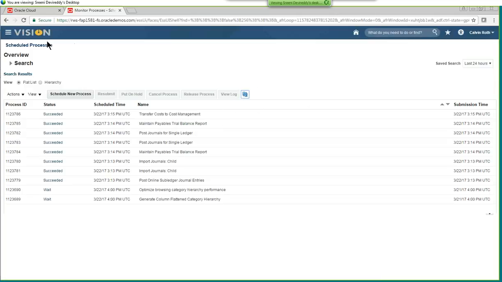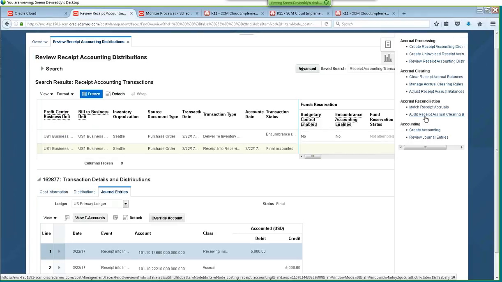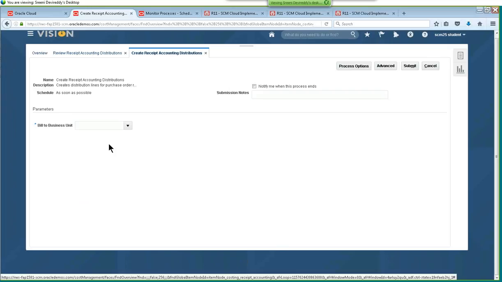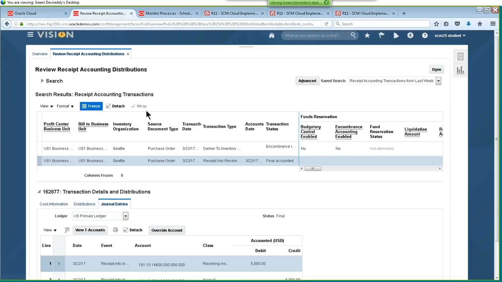Okay, it's done. So let's go on to the receipt accounting. I'm in the receipt accounting, so I need to run the create receipt accounting distributions, because that accrual coming from payables is lying in the interface table. So let's do create receipt accounting distributions, and then finally we should be ready to do the reconciliation.